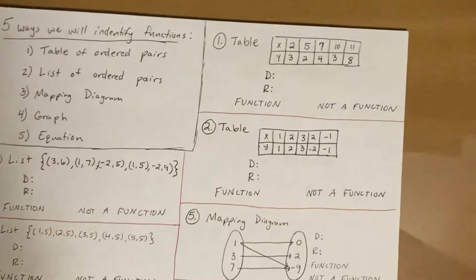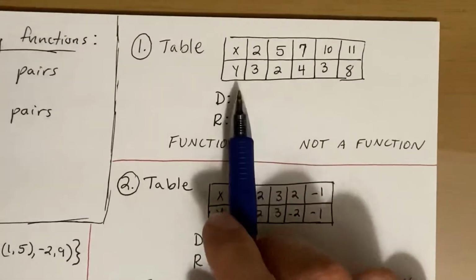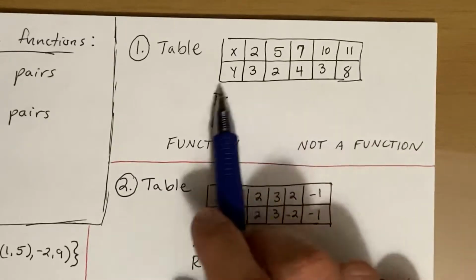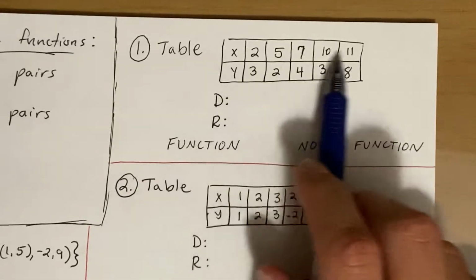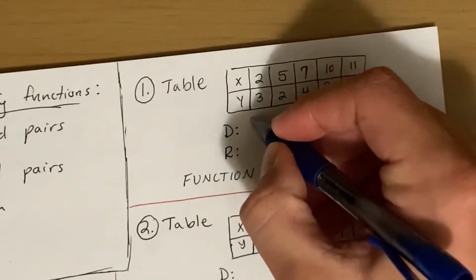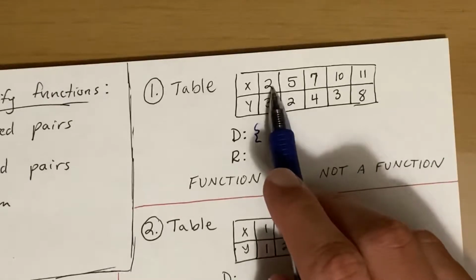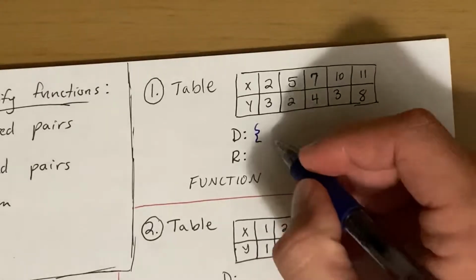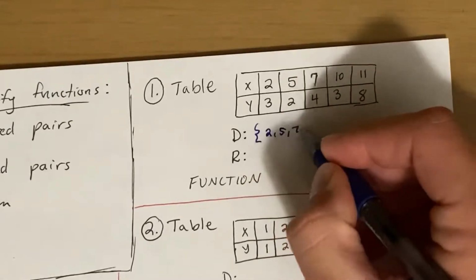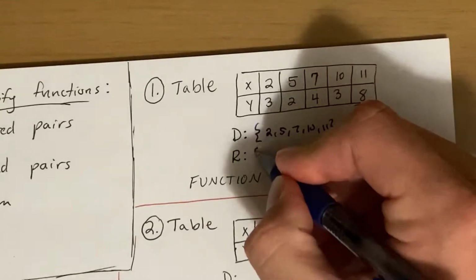Okay, so let's start off looking at number 1 here. Number 1, they've given us a table. It's an XY table. Okay, so these are all of our x values, these are all of our y values. So this is our domain, this is our range. So it says write the domain and the range. So I'm going to start by putting my brace there. Okay, I'm going to look and put them in order. Well, it just so happens these are in order. So I put 2, 5, 7, 10, 11. That's my domain.